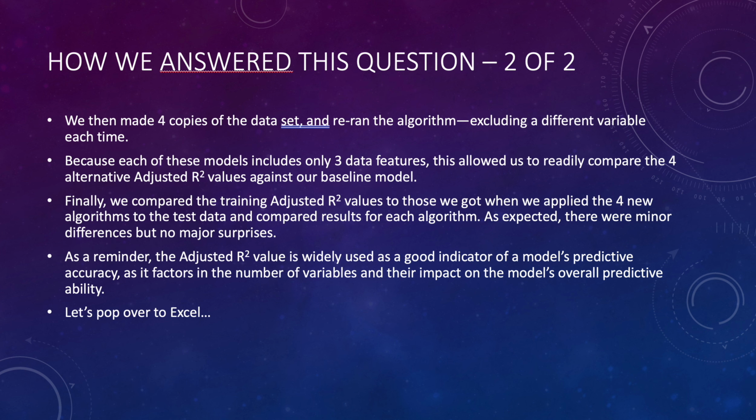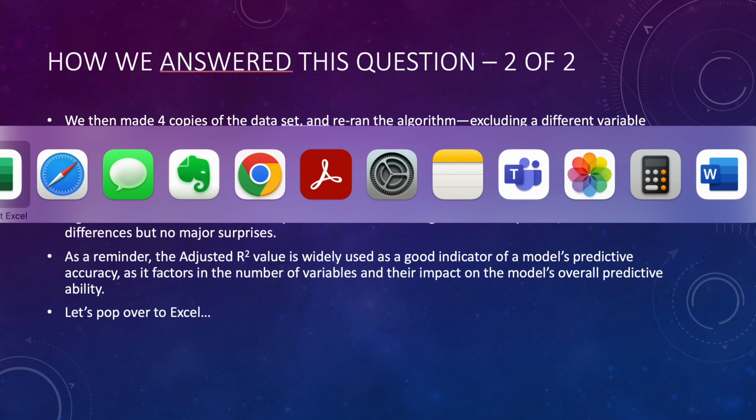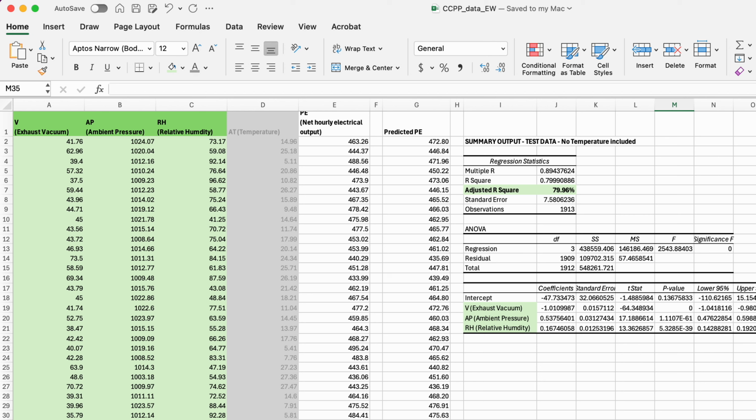As expected, there were minor differences between the validation and the test data sets, but no major surprises. And just as a reminder, the adjusted R-squared value is widely used as a good indicator of when a model has good predictive accuracy, as it balances the number of variables and their relative impact on the model's overall predictive ability. Let me switch over to Excel so we can take a look at the data.